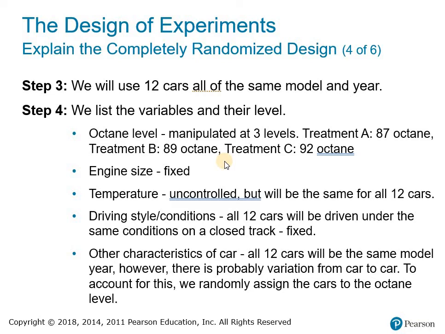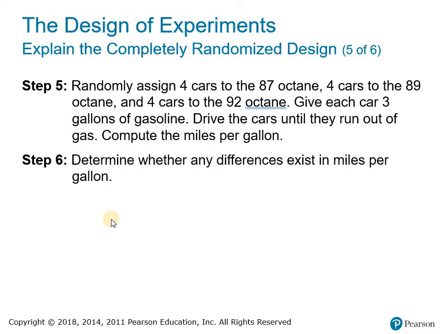However, there is probably variation from car to car. To account for this, we randomly assign the cars to the octane level. We randomly assign 4 cars to the 87 octane, 4 cars to the 89 octane, and 4 cars to the 92 octane. Then give each car 3 gallons of gasoline, drive the cars until they run out of gas, and compute the miles per gallon. Finally, we're going to determine whether any differences exist in miles per gallon.